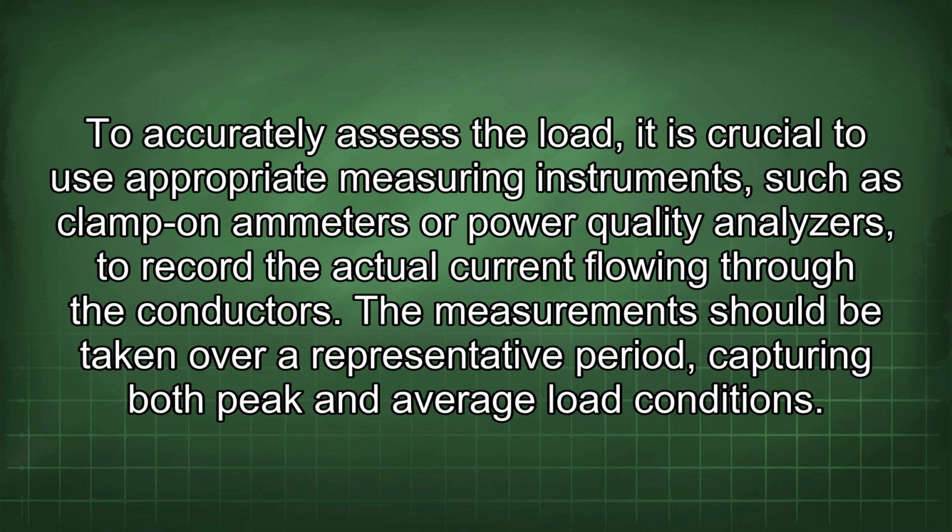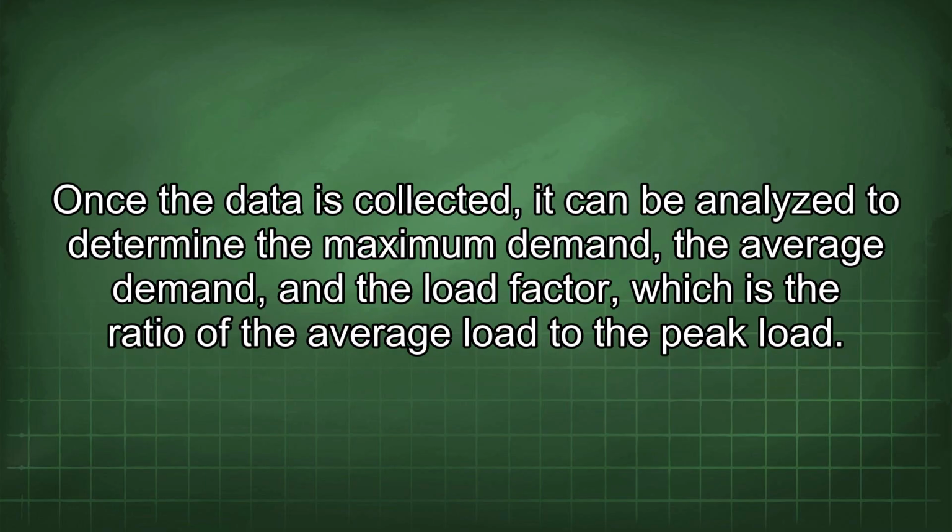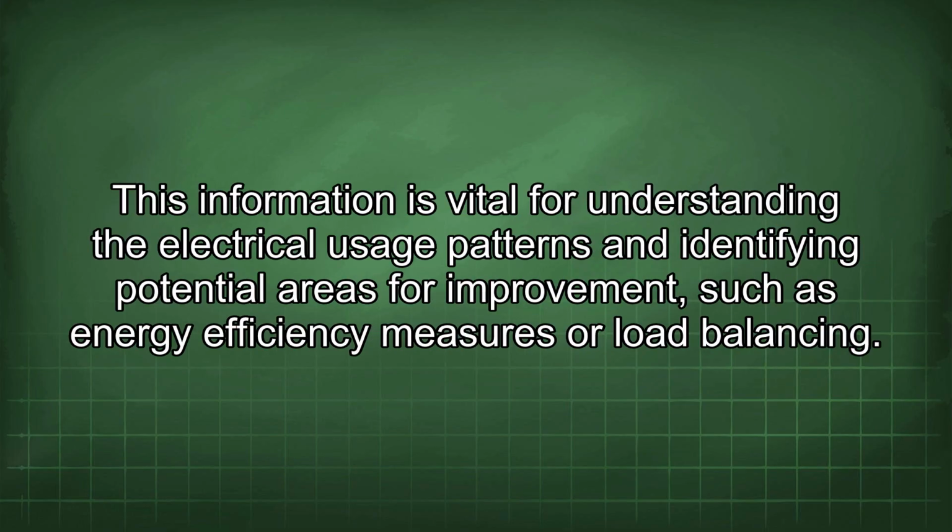To accurately assess the load, it is crucial to use appropriate measuring instruments, such as clamp-on ammeters or power quality analyzers, to record the actual current flowing through the conductors. The measurement should be taken over a representative period, capturing both peak and average load conditions. Once the data is collected, it can be analyzed to determine the maximum demand, the average demand, and the load factor, which is the ratio of the average load to the peak load. This information is vital for understanding the electrical usage patterns and identifying potential areas for improvement, such as energy efficiency measures or load balancing.